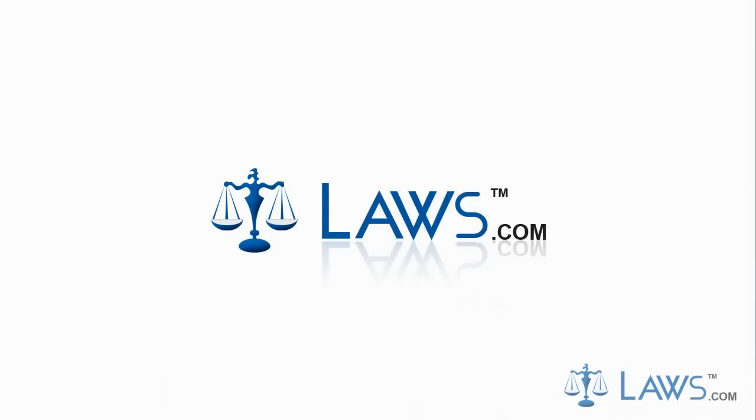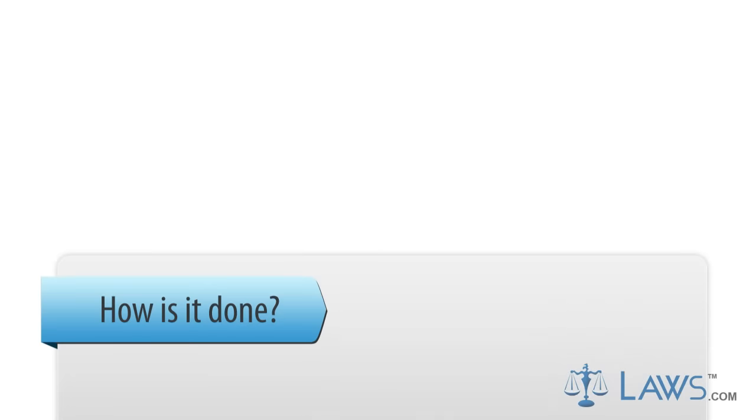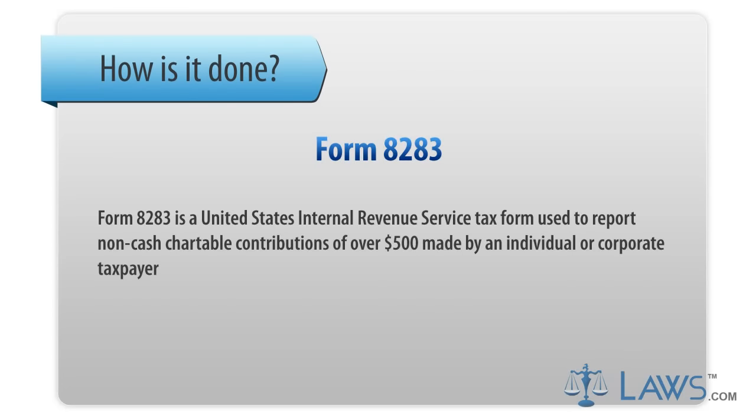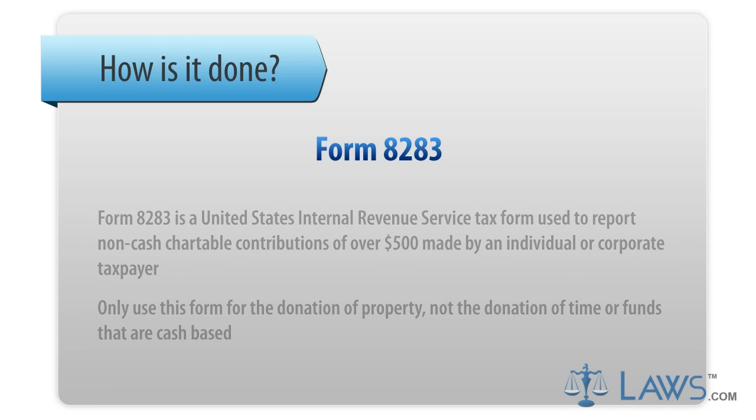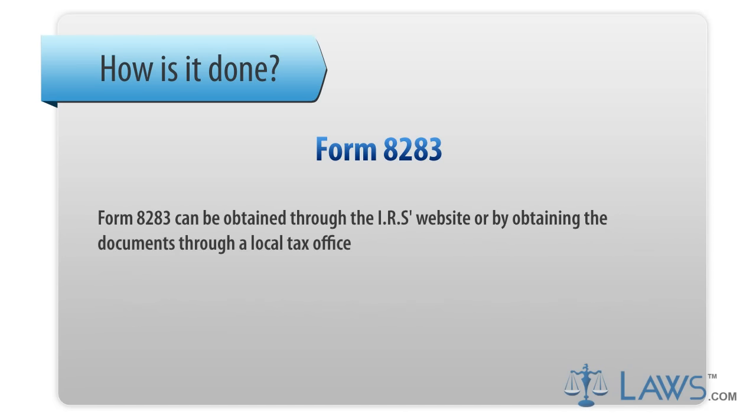Laws.com Legal Forms Guide. Form 8283 is a United States Internal Revenue Service tax form used to report non-cash charitable contributions of over $500 made by an individual or corporate taxpayer. Only use this form for the donation of property, not the donation of time or funds that are cash-based. Form 8283 can be obtained through the IRS's website or by obtaining the documents through a local tax office.